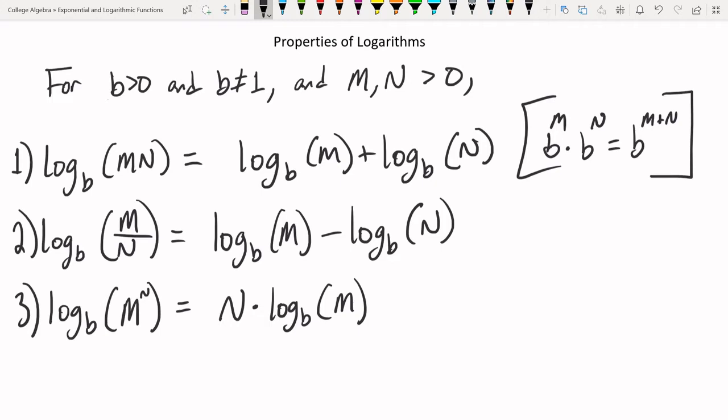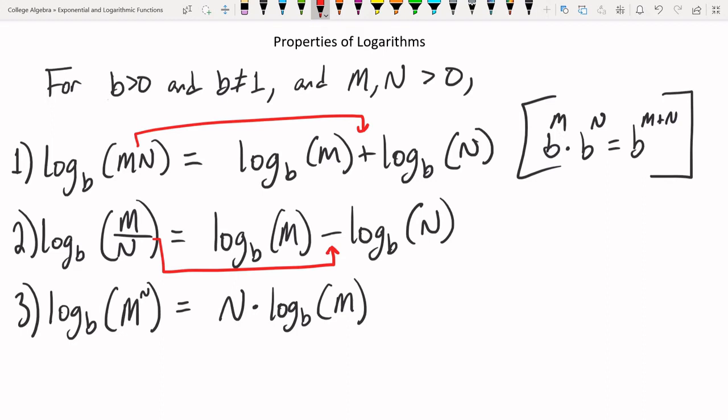The next one is very similar. If we have a division, it goes to subtraction. So just keep in mind, multiplication goes to addition. Those two are very connected in a lot of ways in mathematics, just like division and subtraction are connected. Multiplication is just repeated addition, and division and subtraction are the inverses of multiplication and addition. So they're very connected, and that's the reason why you see them in properties like this.